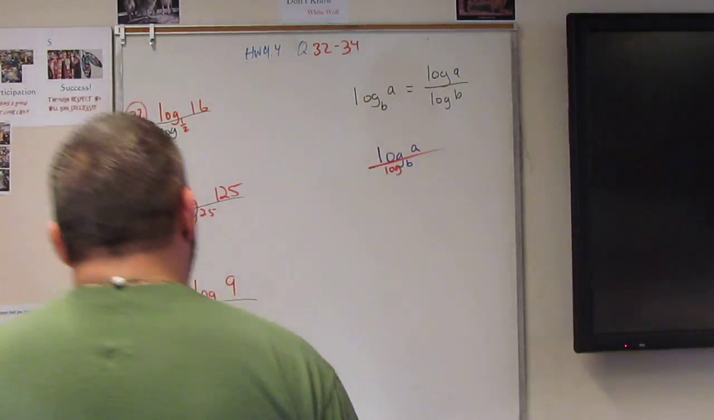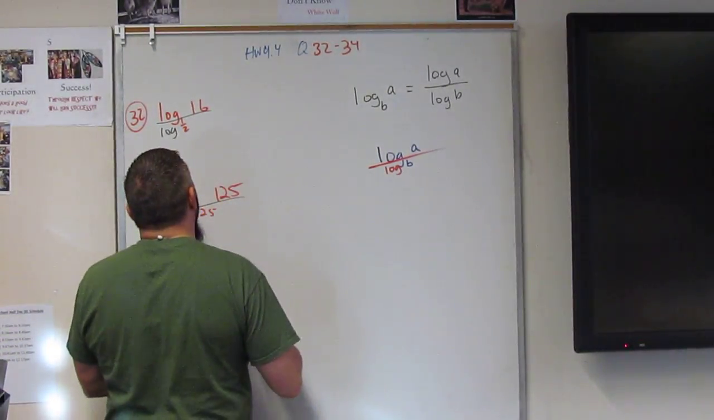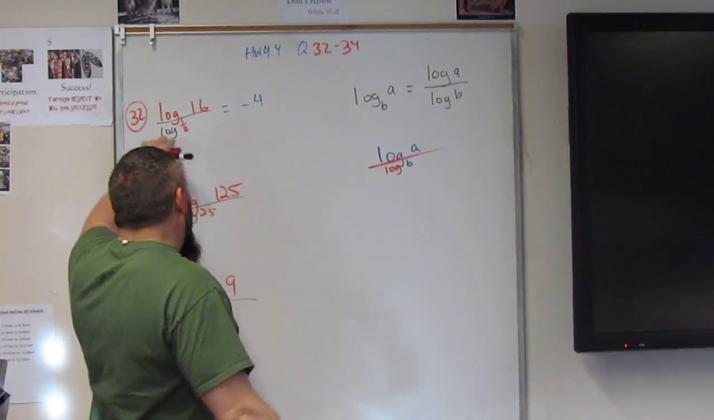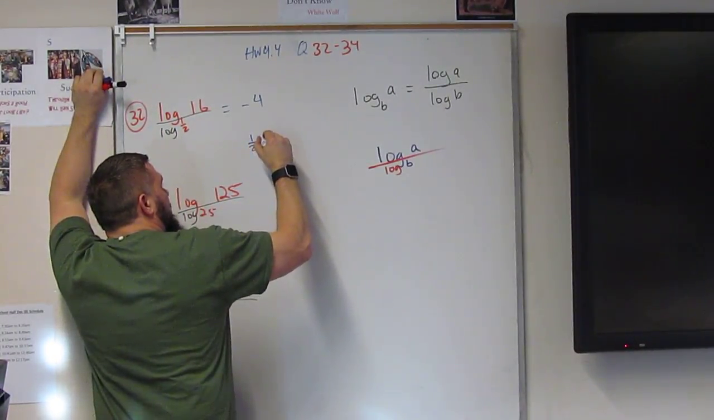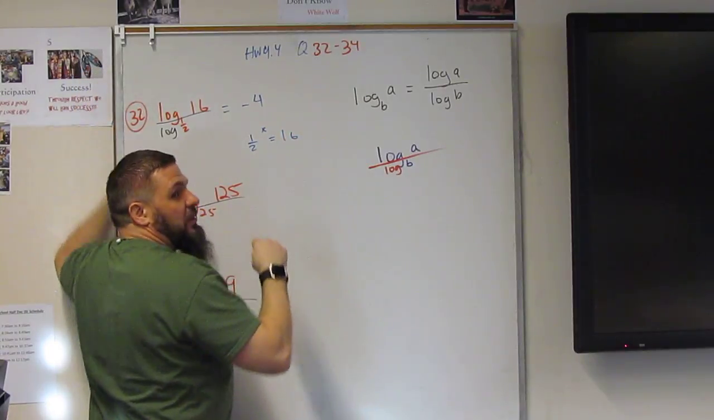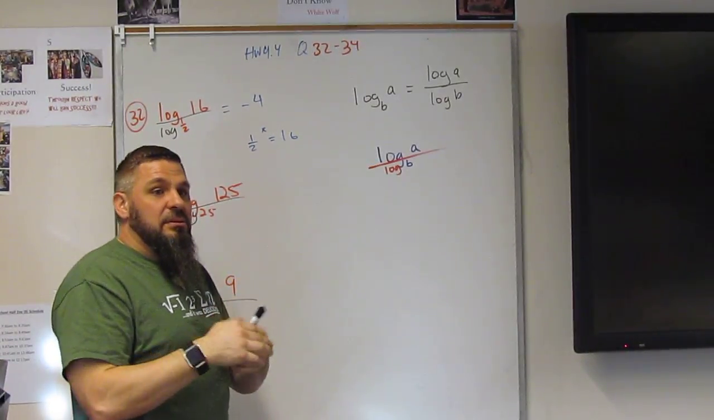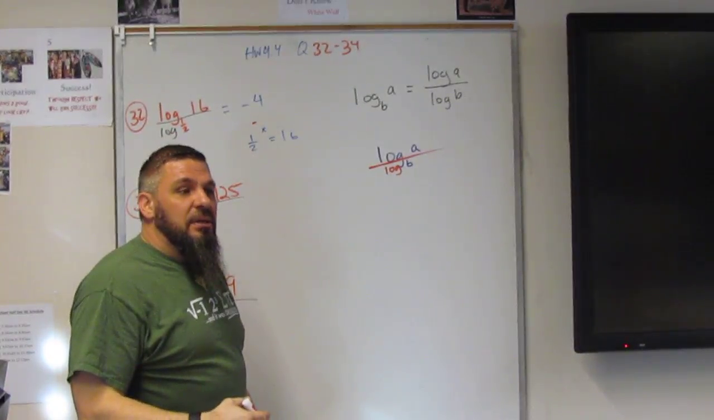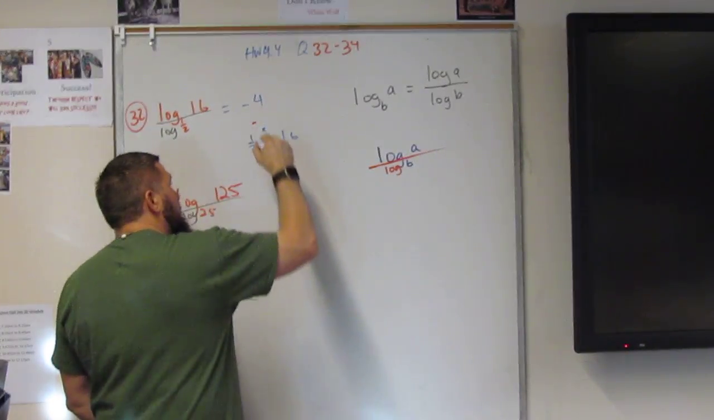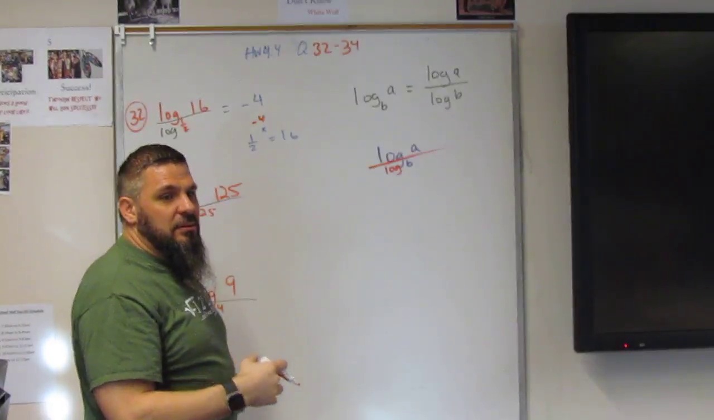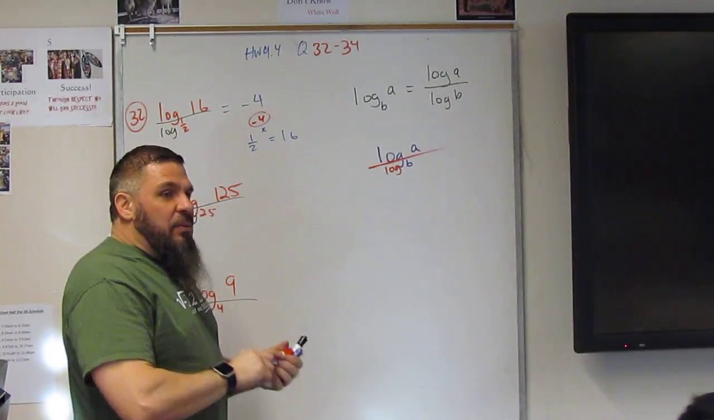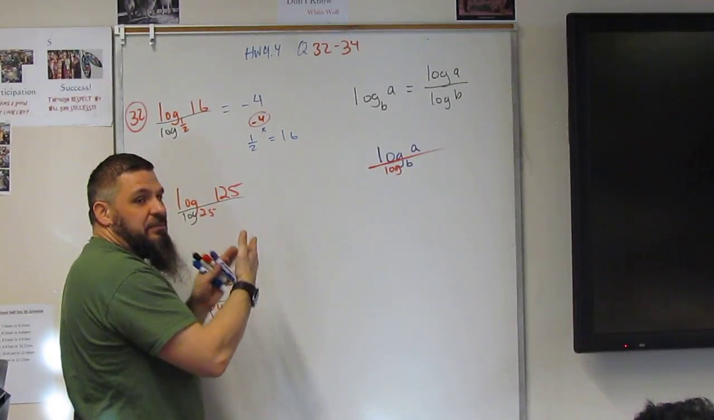But what I want to do is show you that this can be done mentally still. Think about this. 1/2 to what power is equal to 16? Well, I know I got to flip it, so it's going to be negative. And then 2 to what power is 16? 2 to the 4, right? So x is -4.